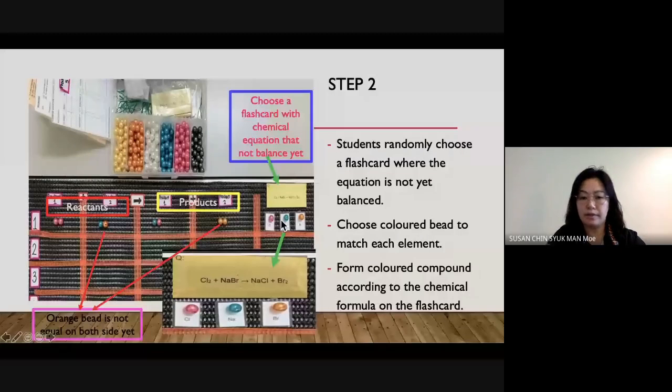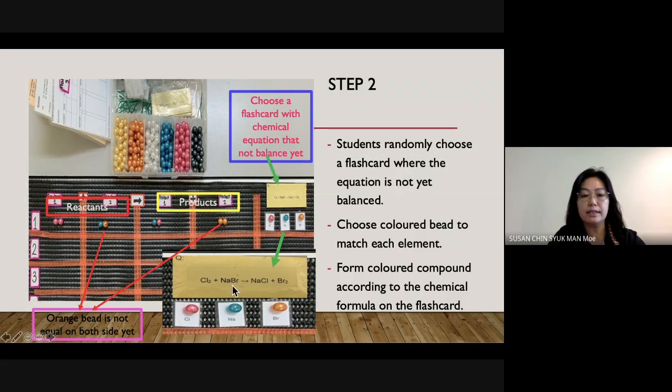As you can see on the flashcard, we have chlorine, sodium, and bromine. Therefore, they are using 3 different color bits. After that, they will arrange according to the reactants and product in their column. So the first reactant is Cl2, chlorine. So they are going to put 2 pink bits on the first column, reactant number 1.